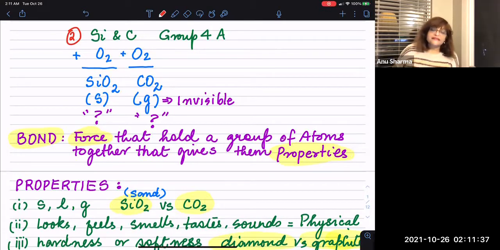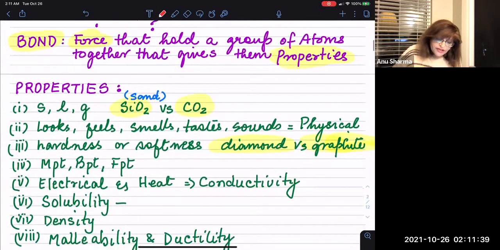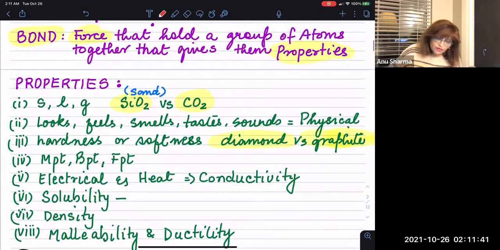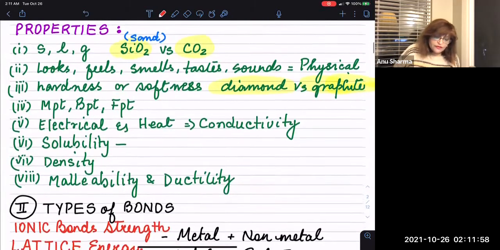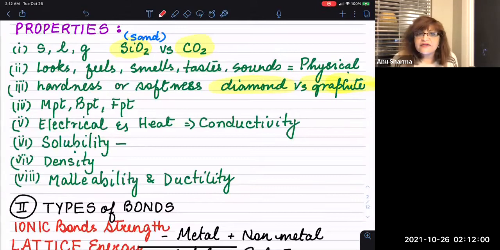So what is it? It is all bonding. It all relates to the bonds. Silicon's combination with oxygen is a different type of bond. Carbon's combination with oxygen is a totally different type of bond. So a bond is a force that holds a group of atoms together that gives them their properties. For example, the properties of different substances: silica, sand, you can see, solid. Carbon dioxide exists, but you can't see it.